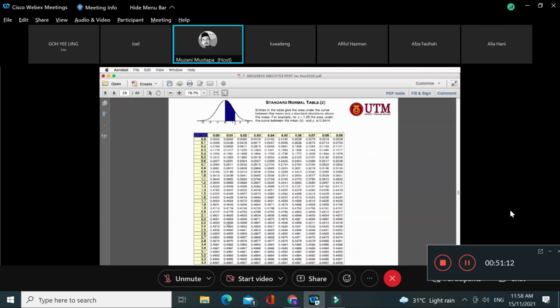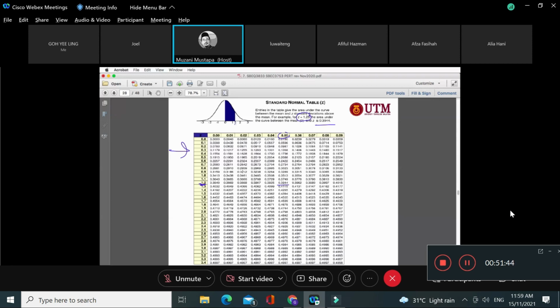Okay, so the table is here. For example, if Z is 1.25, so 1 to 2, so 1.25. How to read this? So 1.2, you can see from here, 0.1, 2, 3, 4, 5, you add 0.05, you got 0.3944. Nampak tak? 0.3944. Okay, this is how to read.